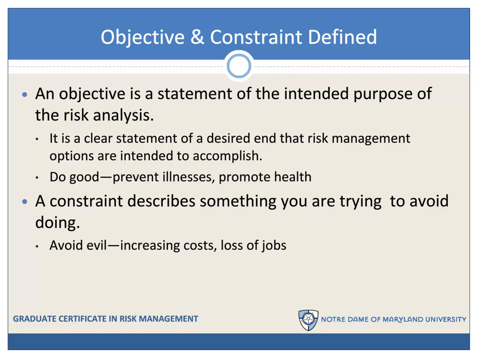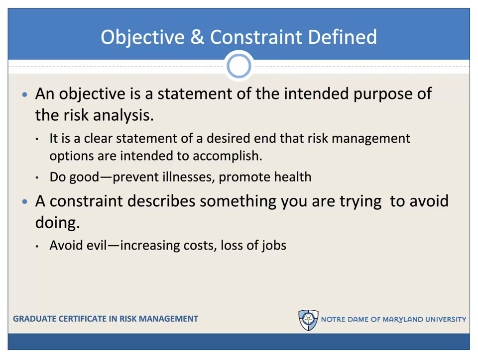Let's take a moment to distinguish these two concepts, objective and constraint. An objective is a statement of the intended purpose of the risk analysis. It's what you intend to do. So it is a clear statement of a desired end that risk management options are intended to accomplish. So if I could be a little bit informal, I might say an objective is a statement of how we will do good. Again, using my food safety background, preventing illnesses, promoting health would be examples of objectives. Things that we are trying to do, good that we are trying to accomplish.